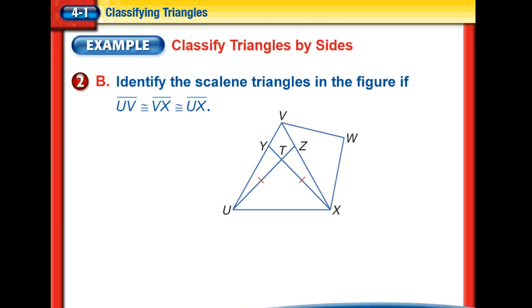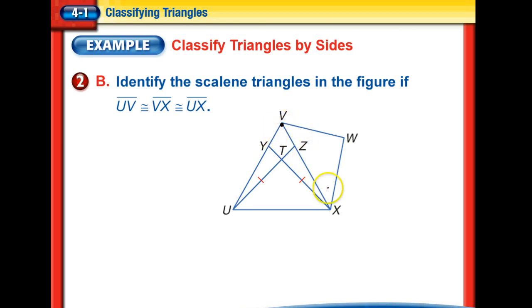Now they want us to identify the scalene triangles in this same drawing. There are a lot of them, so it's best to pick a point and start looking at the triangles. We know VUX is equilateral. What about VYX? We don't have any two congruent sides, so that's scalene.